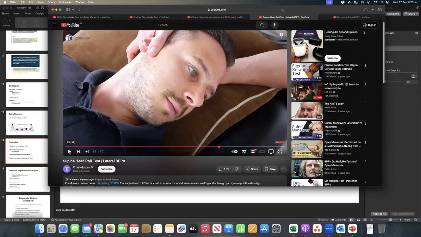So basically, you want a pillow under their head, so their head's at 30 degrees, so a little bit flexed, and you turn it one way and have a look if there's nystagmus. Wait for at least 30 seconds or so, see if anything comes on. Turn it the other way, see if nystagmus comes on. Sometimes you've got to look quite closely. And the nystagmus should be horizontal.